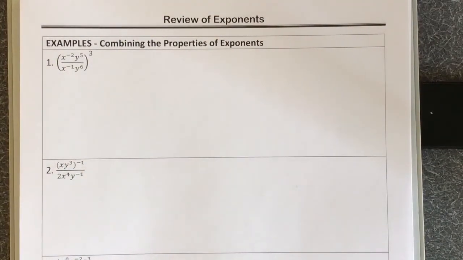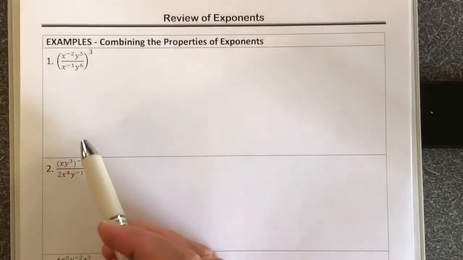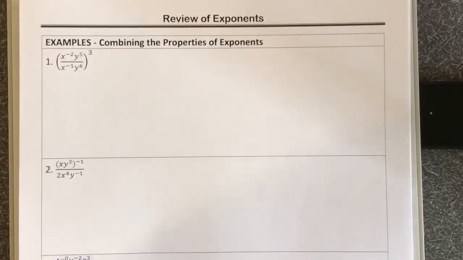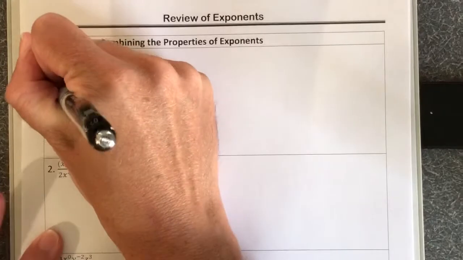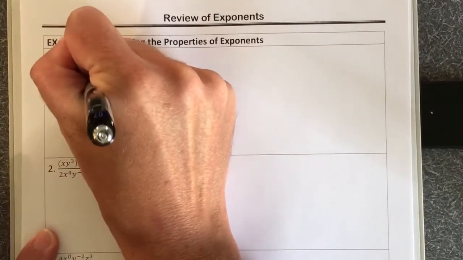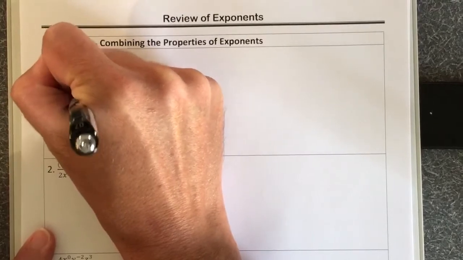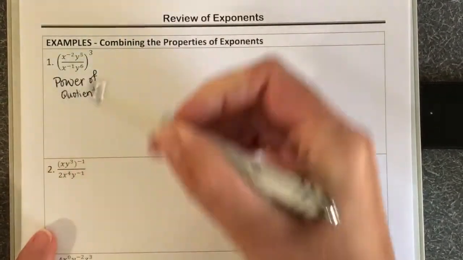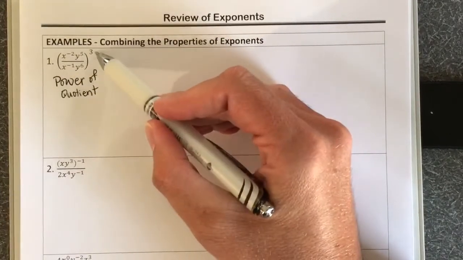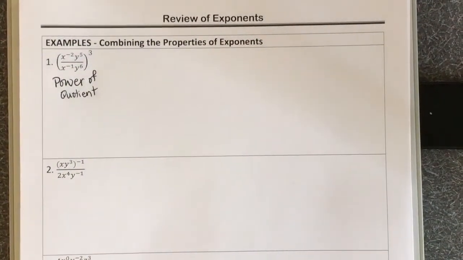So when it comes to simplifying anything, if I go back to my order of operations, parentheses, exponents, multiplication, division, addition, subtraction, typically I try to get rid of parentheses first. When I go to solve an equation, I always try to get rid of my parentheses first. So to get rid of my parentheses, I am going to use my power of a quotient rule, which says to distribute the power to everything inside the parentheses, multiplying when necessary.